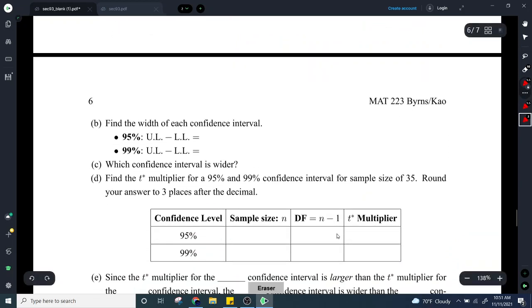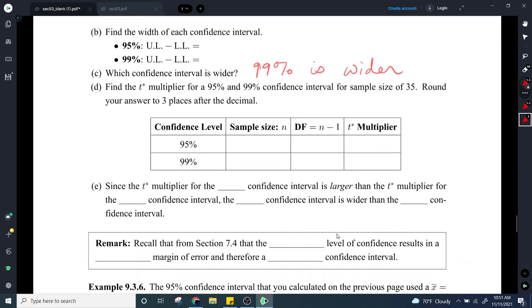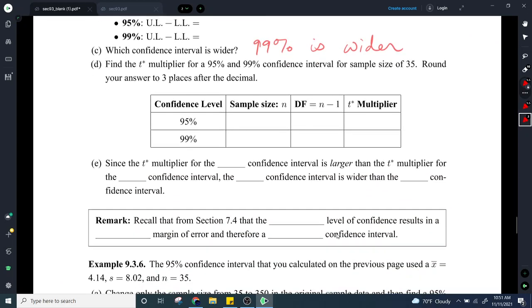The 99% interval is wider, and it's the same idea as it was earlier in the course. It's going to cover more of the sampling distribution, which means you're going to have a wider interval.